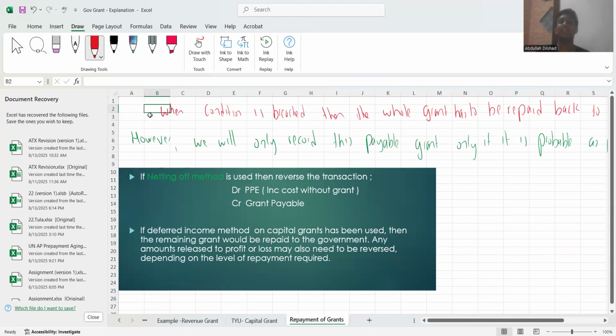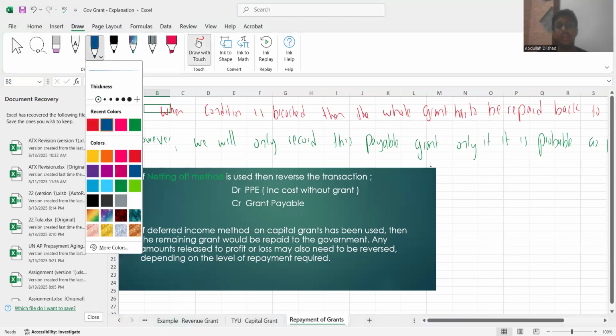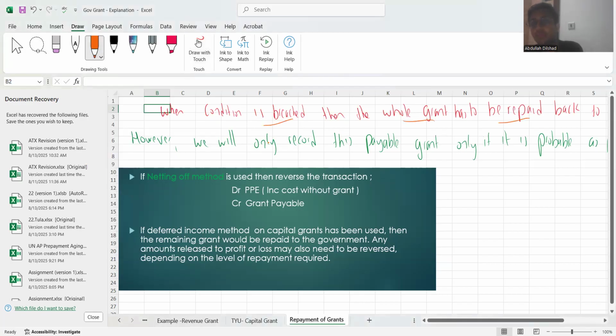Okay. Finally, we are moving on to the final part. Repayment of grants. I told you, if the company does not stick to its promise, or breaches any of the promise conditions, then the government will say, give me back my entire amount. Give the entire government grant back to the government itself. Why? Because you breached the contract. When the contract is breached, the whole grant has to be repaid back to the government.